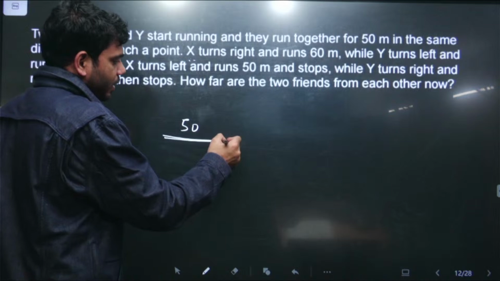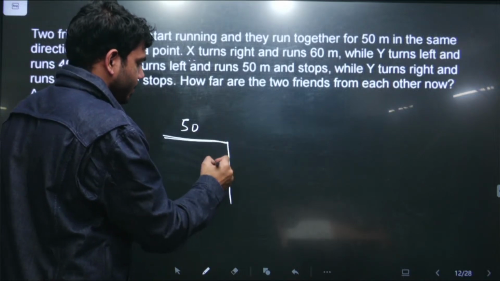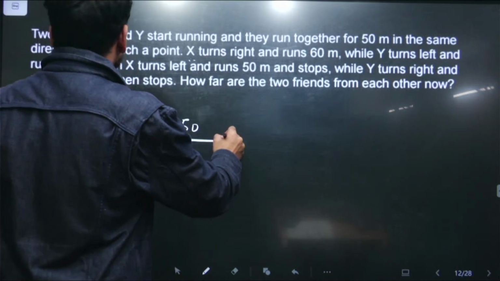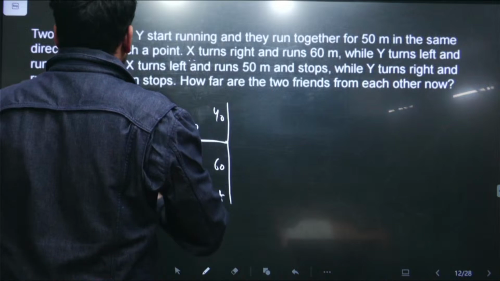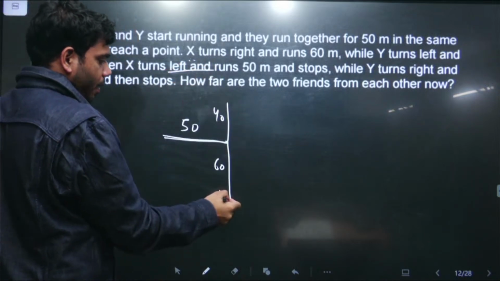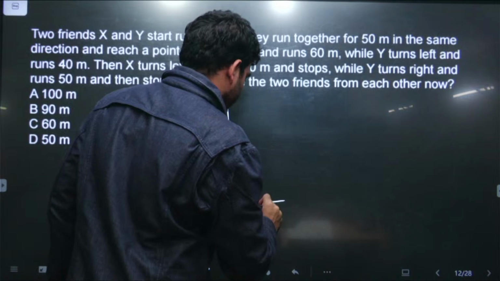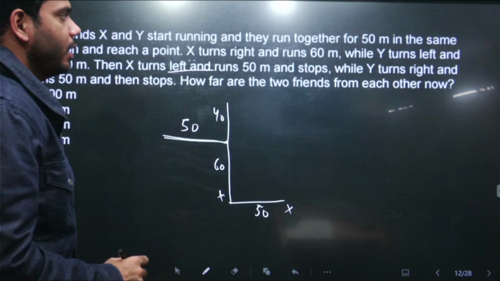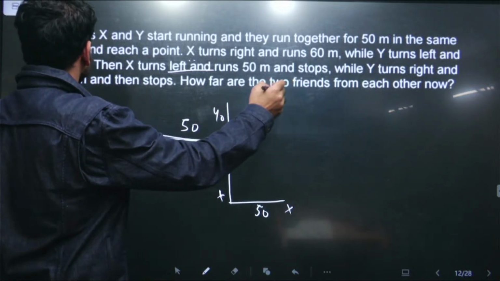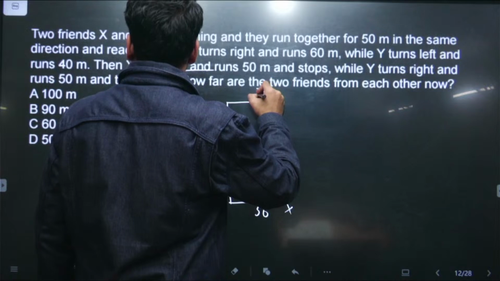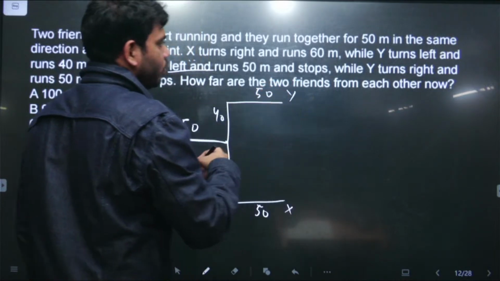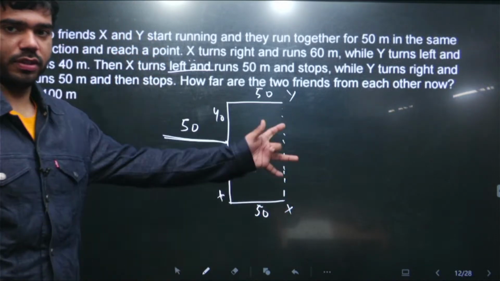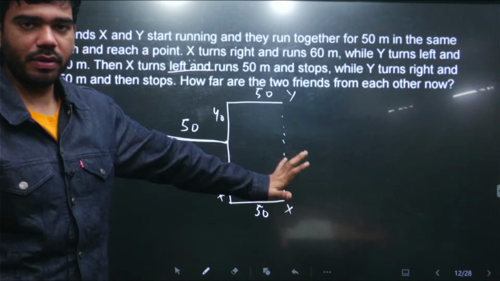Then x turn right, right इसका नीचे वाले side होगा and then 60 meters, यहाँ पे x है, and then उसके बाद y turn left and he run 40 meters, and then x turn left, यहाँ से left this direction में होगा and he again run for this 50 meters and then stop. This is the final position of x. Well, y turns right, right इस direction में होगा and he runs 50 meters and then he stops. We need to find from each other now this position. In the final position, this position, what is the distance between, minimum distance between x and y?